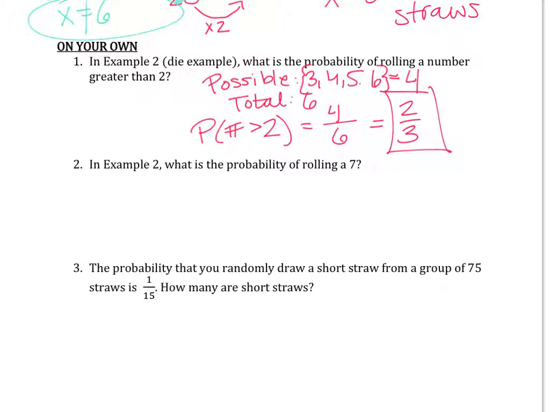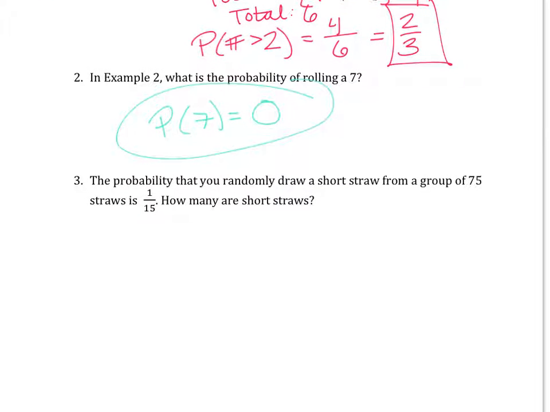All right, for number 2 here, in example 2, what is the probability of rolling a 7? So no, this is not a typo. The probability of rolling a 7 on a die is simply 0. It can't happen, there's no 7 on the die, so the only probability we need is 0.